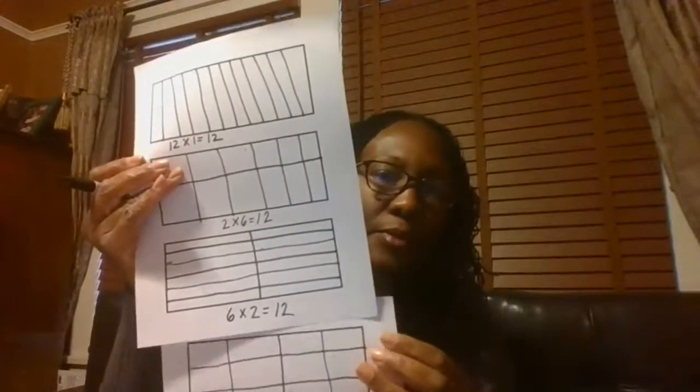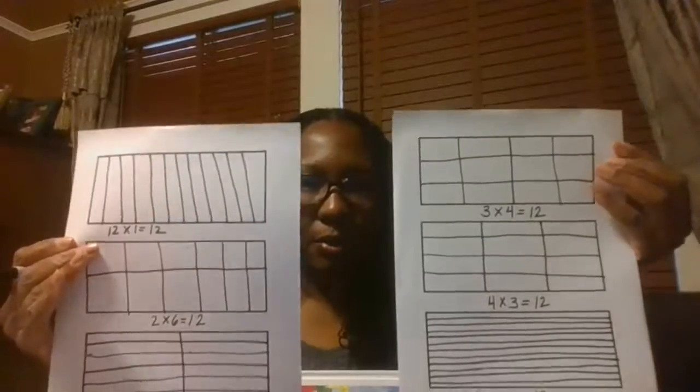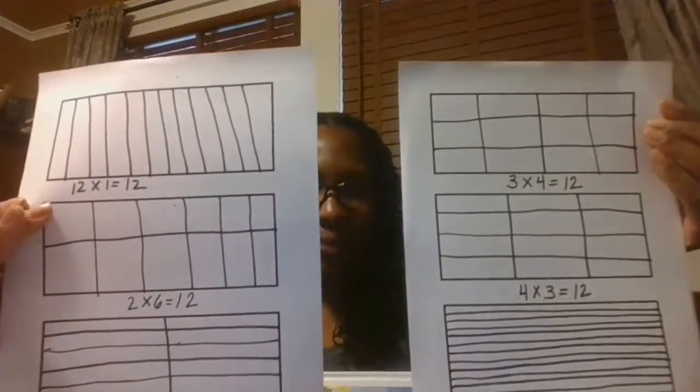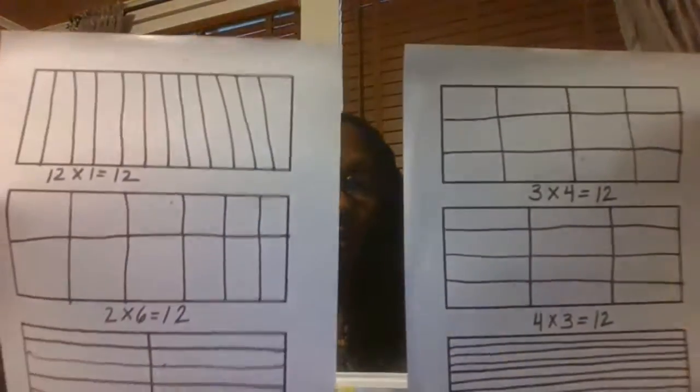All right. So boys and girls, we came up with 6 different ways to make 12. All right. Have you tried this problem already? How many ways did you come up with?